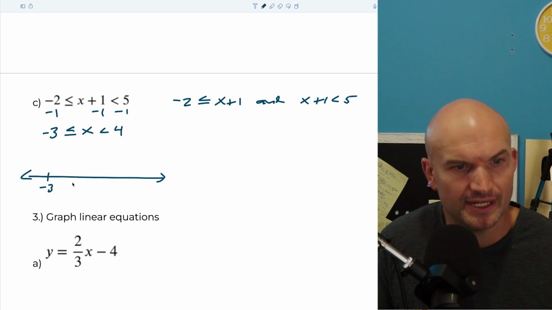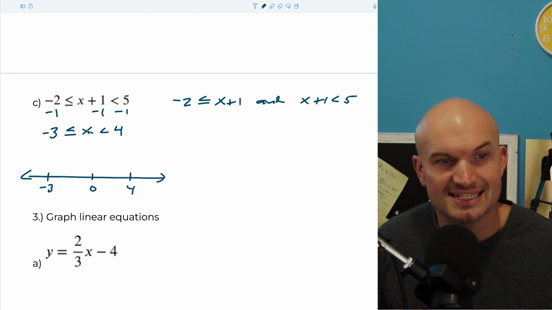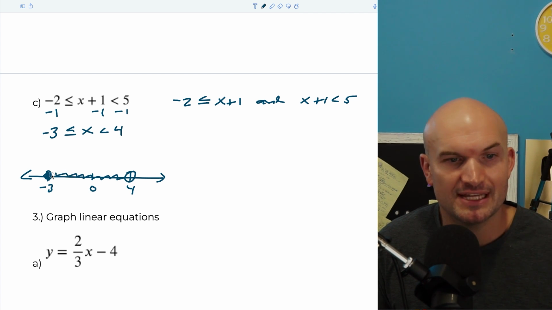So we get -3, 4, right? We could say zero is in between. And it says x is greater than or equal to -3, so we fill that in, but it's less than 4, so it'd be an open circle. So it's going to be everything in between.